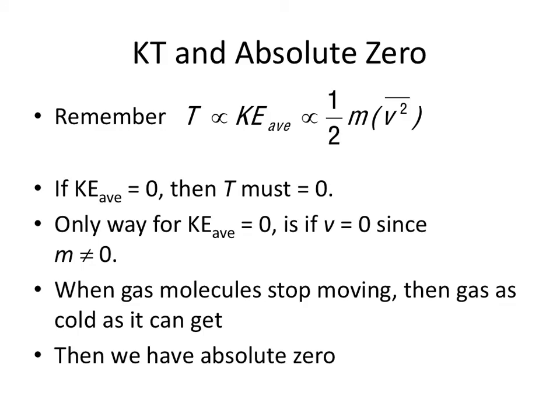Lastly, let's look at what absolute zero is again. Because temperature is proportional to the average kinetic energy, which is proportional to 1/2 the mass times the velocity squared, if we bring kinetic energy to 0, then the temperature will be 0. The only way for kinetic energy to be 0 is if the velocity is 0, since the mass cannot equal 0. So when gas molecules stop moving, a gas is as cold as it can get, and that's when we have achieved absolute zero. You should recall what absolute zero was from last year's chemistry class.